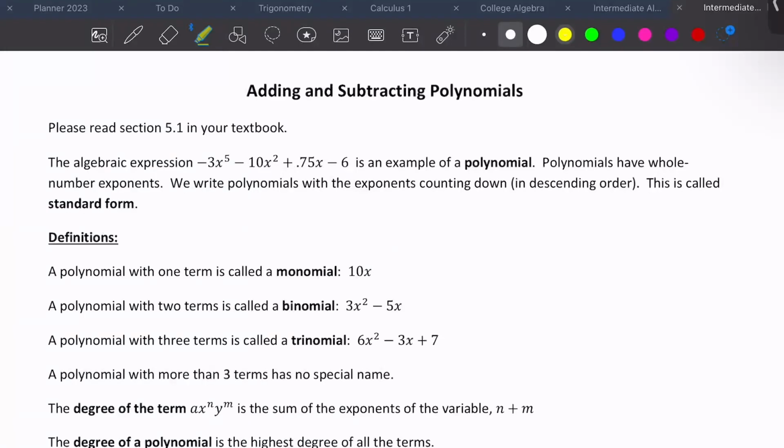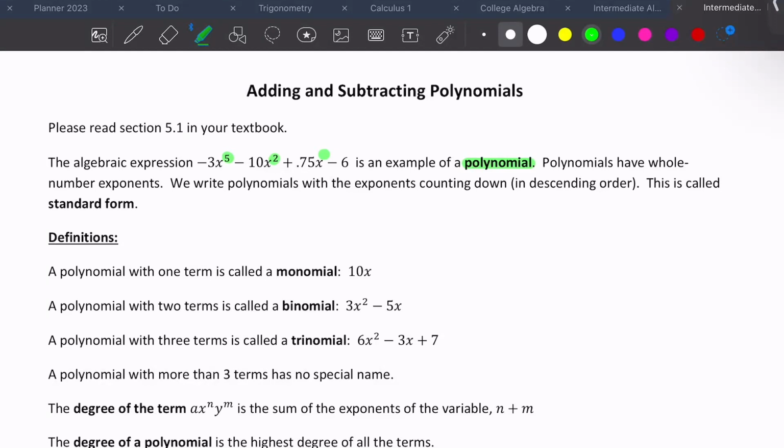All right, so this is section 5.1 in your textbook, and it talks about adding and subtracting polynomials. We have this definition to start off with about what even is a polynomial, right? It's just an algebraic expression where you have whole number exponents, right? So 5 and 2, and there's an understood 1 there, right? And we write polynomials with the exponents counting down. Okay, so what that means is descending order, right?